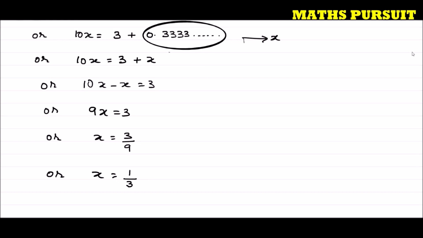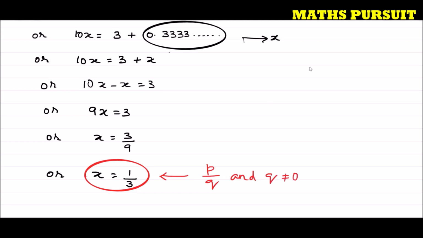So guys, you could see that we got a number which is of the form P by Q, and Q is not equal to 0. So this is the number that we got, which is of the form P upon Q, and Q is not equal to 0. Hope guys you understood this.